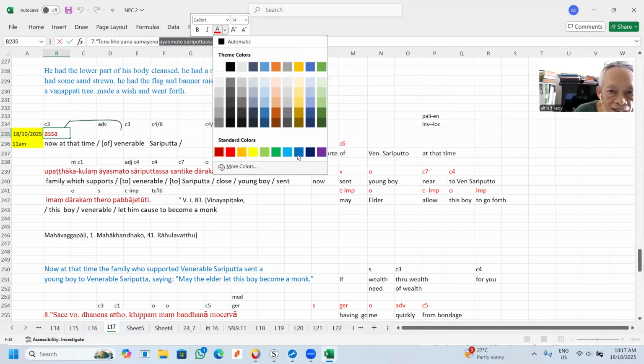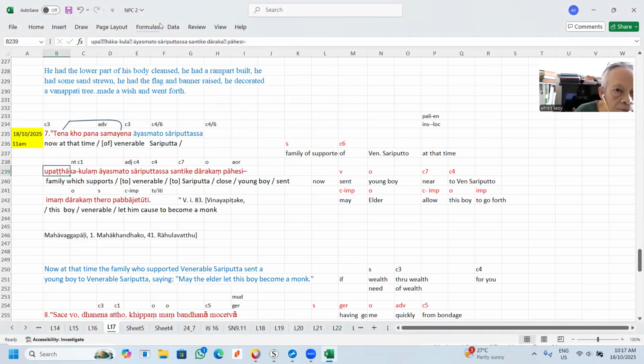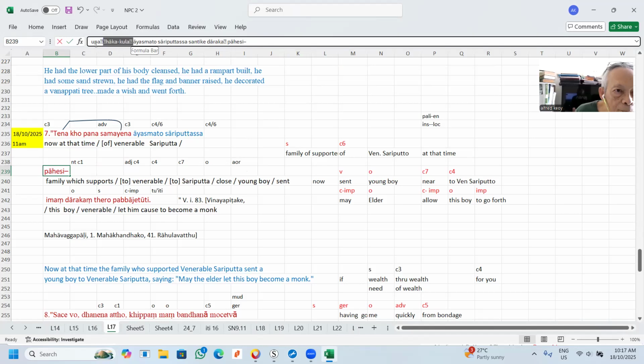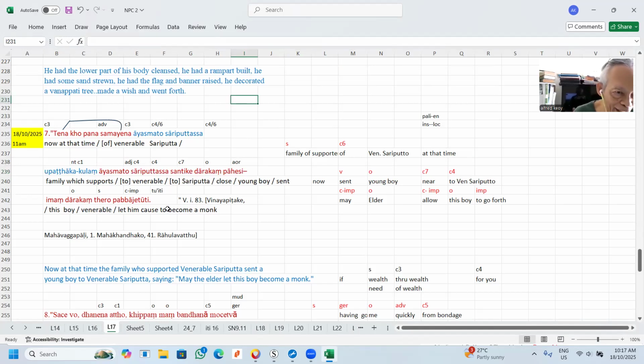I put blue, you can see. This is put blue. That means normally we read from the back. You can see family. This is a tab purisa. Case 6. Family of the supporter of Venerable Sariputta.